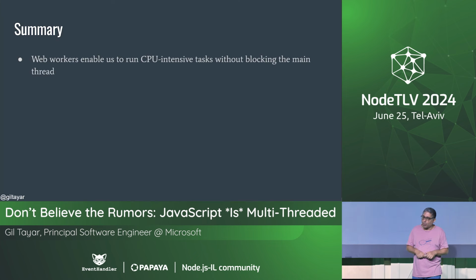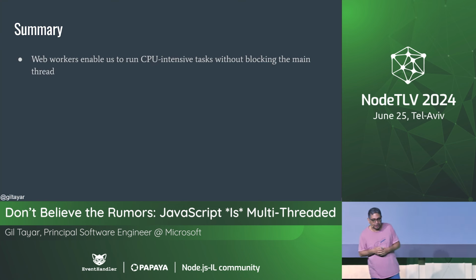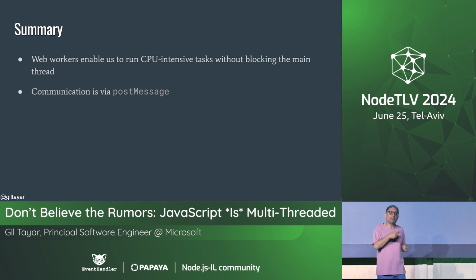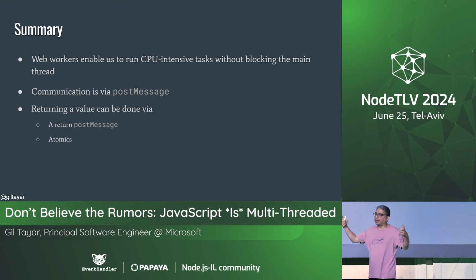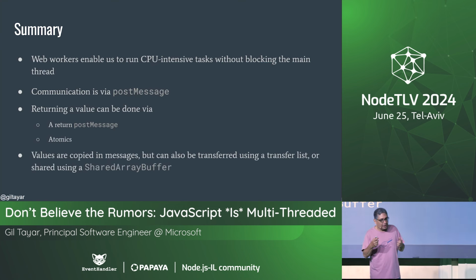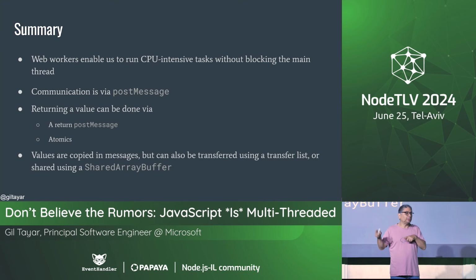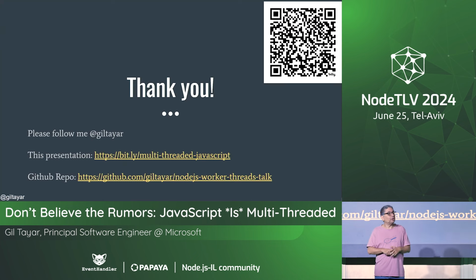Summary. Web workers enable us to run CPU-intensive tasks in our web servers without blocking the main thread. Communication is via postMessage. Returning a value from the worker thread can be done either via a return postMessage or atomics and a shared array buffer. And values are copied in messages, always remember that. They can also be transferred using a transfer list or using a shared array buffer. I think we're done. Thank you very much.